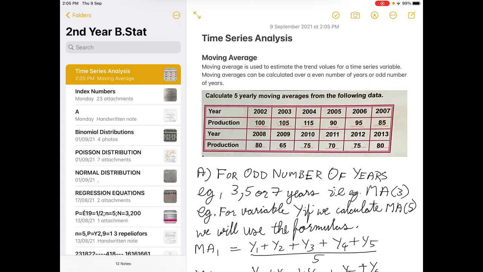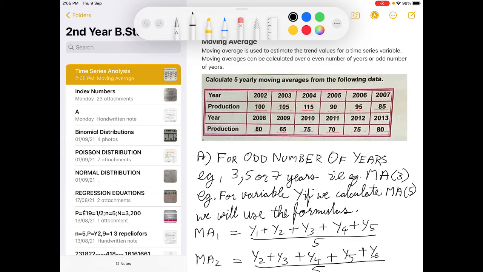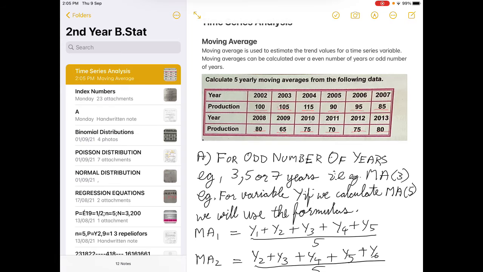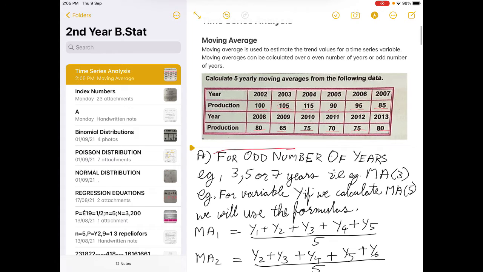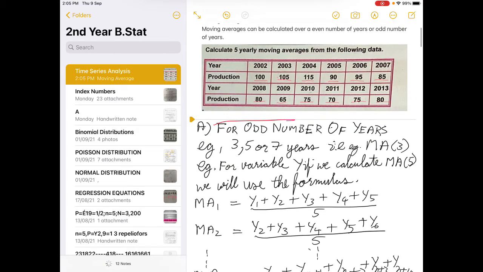Moving average can be calculated over an even number of years or an odd number of years. When you are doing it for an even number of years, there is a different rule. When you are doing it for an odd number of years, there is a different rule. Alright, so now let's take a look at when it's for an odd number of years. In the above example, we are asked to calculate a 5-year moving average. That means for an odd number of years.